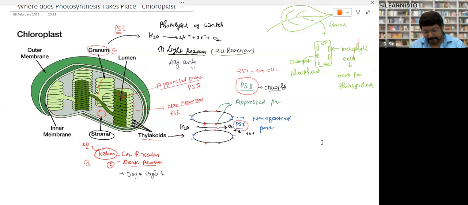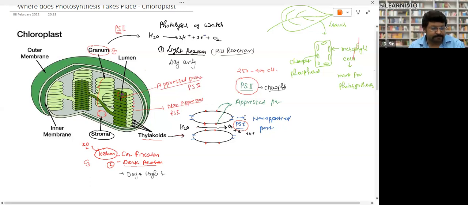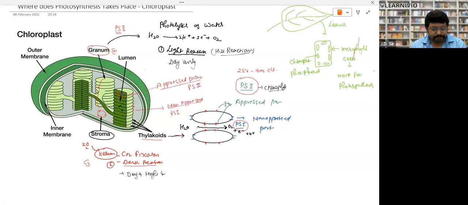Change in position helps chloroplast to achieve optimum light for photosynthesis. A mesophyll cell may have three-handed chloroplast. Next point.